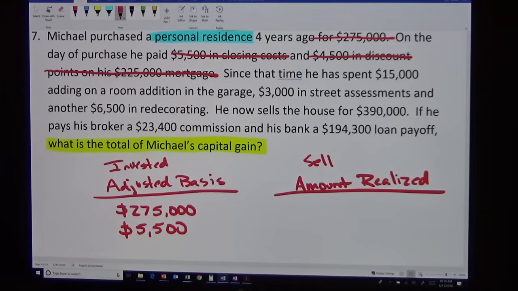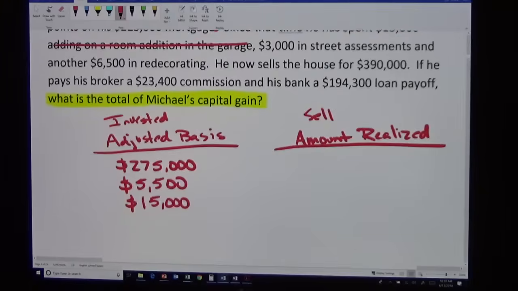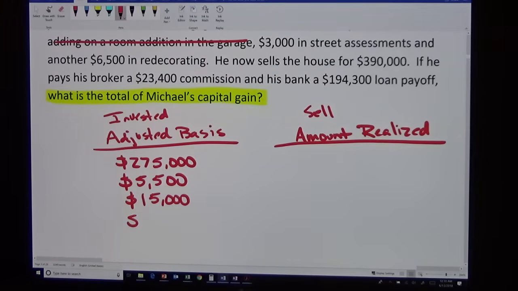Since that time, he spent $15,000 adding on a room addition in the garage. Well, that's money invested, so we're going to count that on our adjusted basis side. So we've dealt with that. $3,000 in street assessments. Well, street assessments are special assessments, so therefore that's an improvement to the property. So that's going to be money that we have invested, so we're going to include that $3,000 in the money we invested.